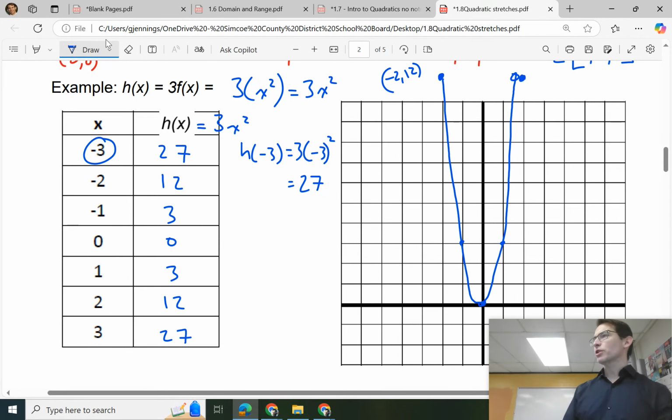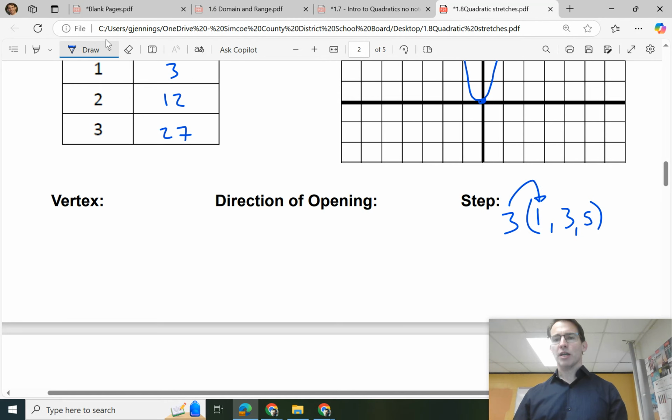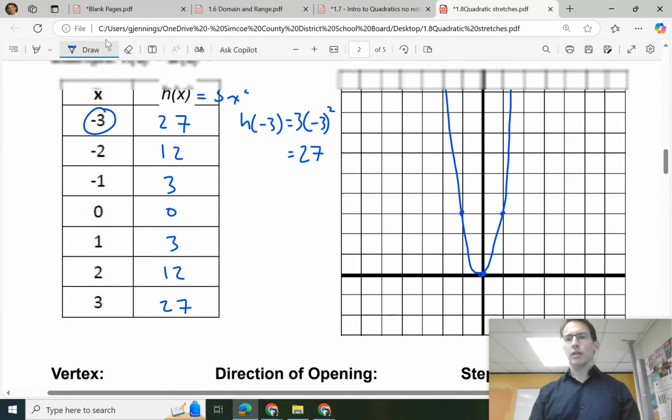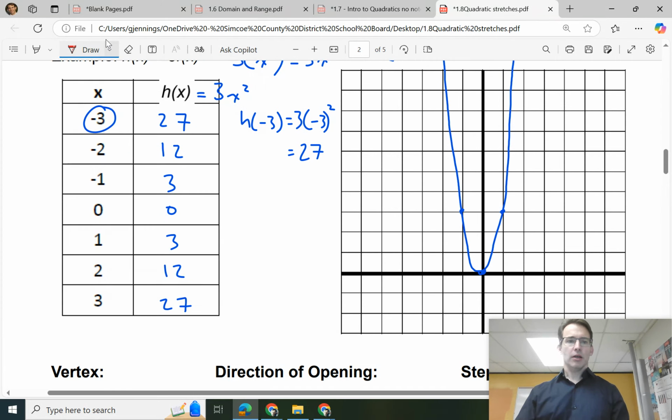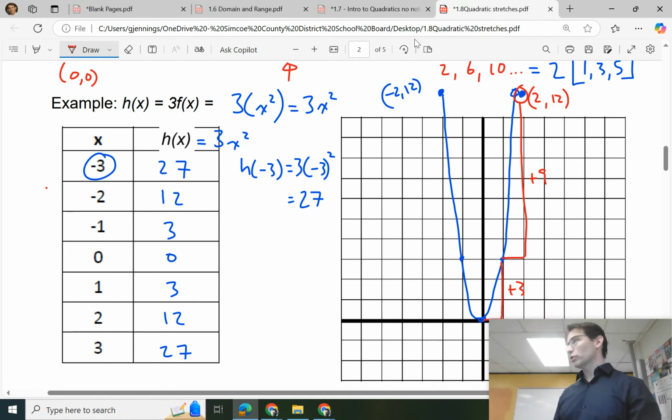And here, let's make a prediction about our step pattern before we test it. We know that the typical step pattern was 1, 3, 5. But here we are multiplying by 3. So our new step pattern will be 3, 9, 15. So let's check. Our first step is over 1, up 3. And the next one is over 1, up 9. And that would get us to the point 2, 12. Right there. So our trick worked.